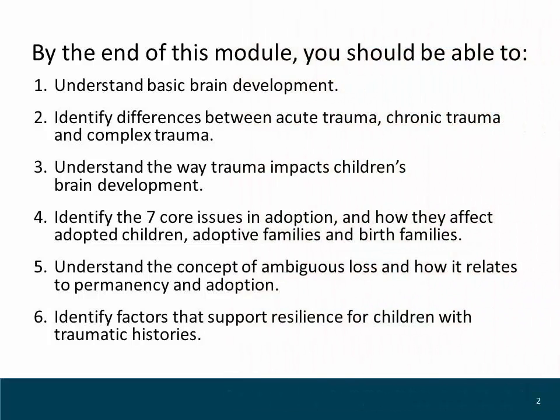By the end of this module, participants will be able to: 1. Understand basic brain development. 2. Identify differences between acute trauma, chronic trauma, and complex trauma. 3. Understand the way trauma impacts children's brain development. 4. Identify the 7 core issues in adoption and how they affect adopted children, adoptive families, and birth families. 5. Understand the concept of ambiguous loss and how it relates to permanency and adoption. 6. Identify factors that support resilience for children with traumatic histories.